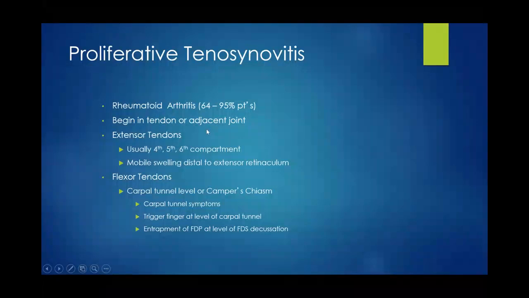The inflammation starts in the adjacent tendon or joints and then propagates into the sheath. Because of the amount of swelling that can occur, it can lead to mobile fluctuation of the fluid. So you might see some fluctuating movement as they move their fingers. It typically will involve the 4 through the 6 compartments. On the flexor side, it can cause compression of the median nerve, so giving the patient carpal tunnel symptoms, or it can cause entrapment of the tendon, such as would be seen with trigger finger.